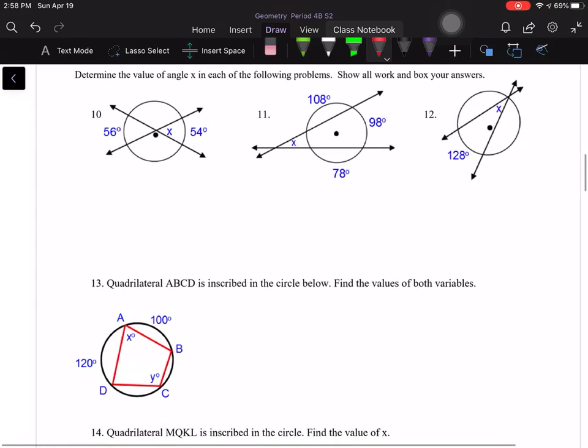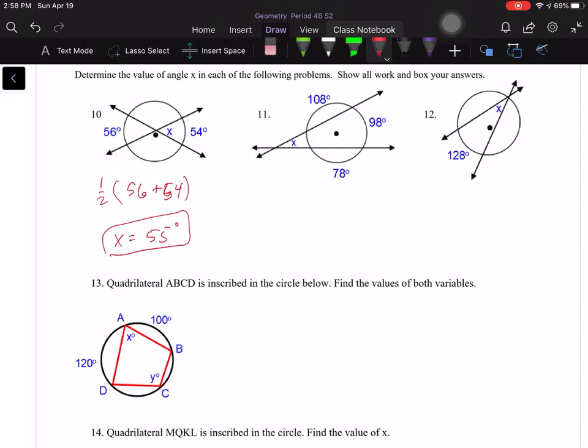Okay, the next portion says determine the value of x in each of the following problems. Show all work and box your answers. So the first one, this is an angle located inside of the circle. So your formula for that is half of the two intercepted arcs added together gives you your angle measure. So in this problem, 56 and 54 is 110. So that's going to be 55 degrees.